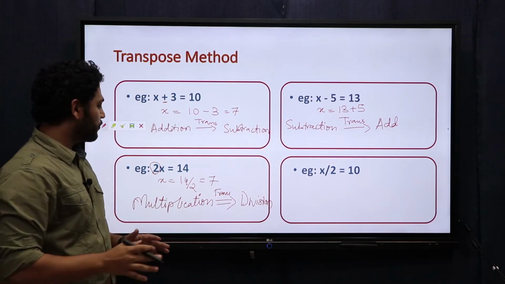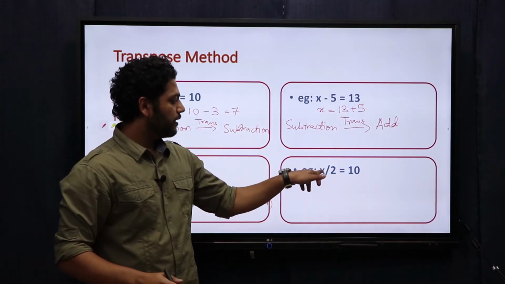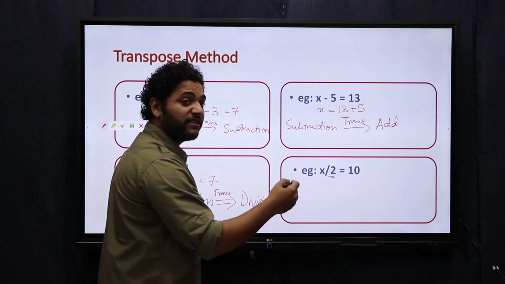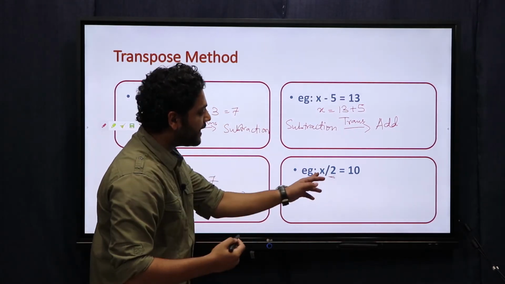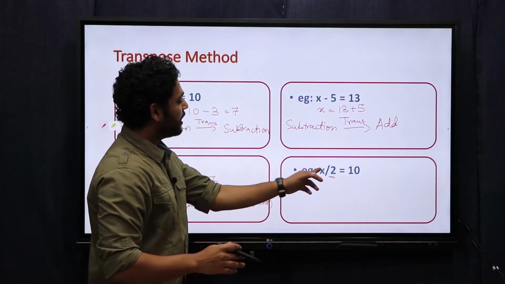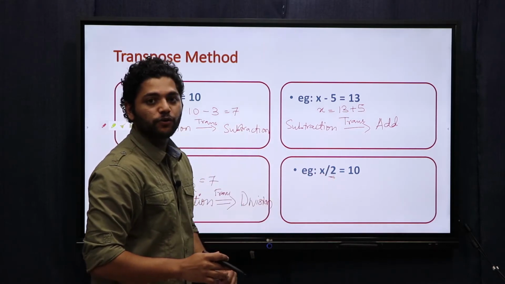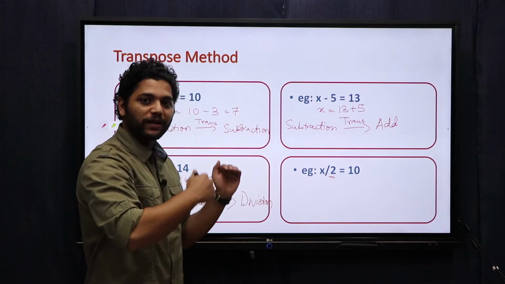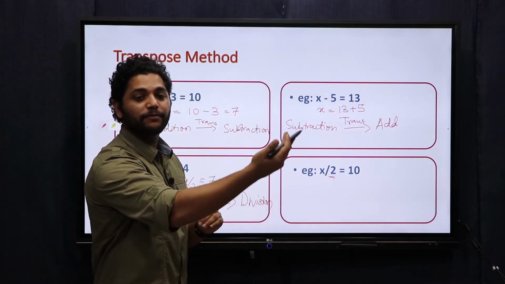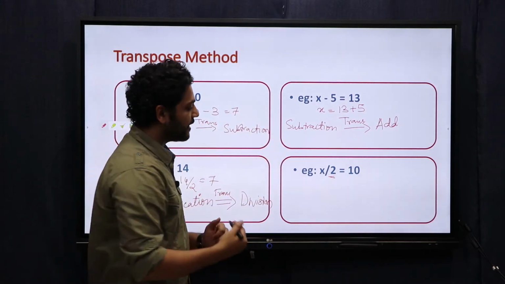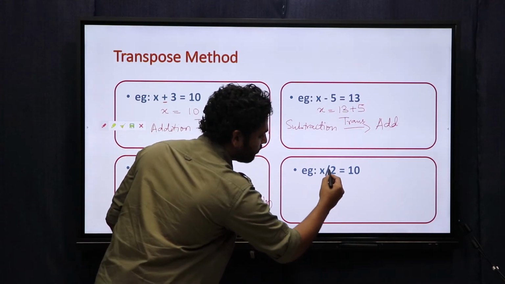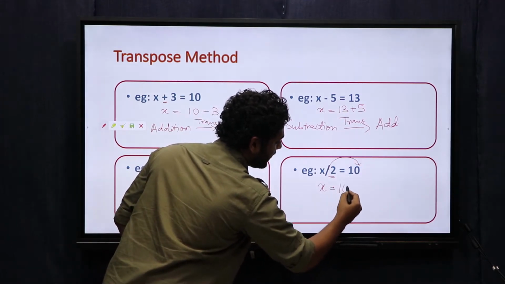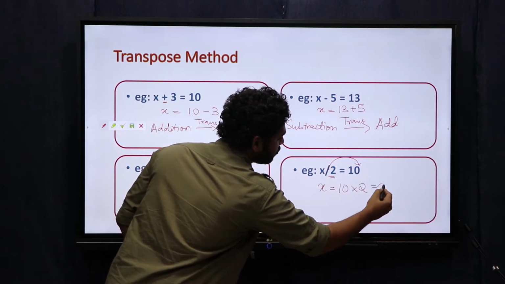I hope that is clear to you guys. Now, in this case, to get rid of this 2 which is in division with x, I need to have only the variable. If I want to get rid of the 2 which is in division with the x, what should I do? A division on one side when transposed becomes multiplication on the other side. So, when this division goes from here to here, it becomes x equal to 10 into 2, which is 20.